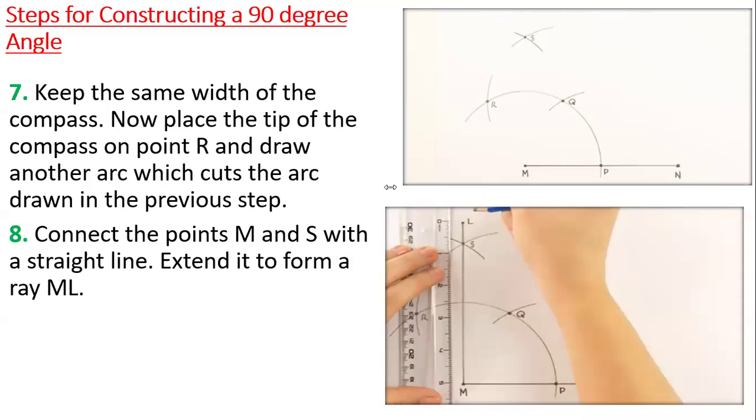7. Keep the same width of the compass. Now place the tip of the compass on point R and draw another arc which cuts the arc drawn in the previous step. Number 8. Connect the points M and S with a straight line. Extend it to form a ray ML. Okay.